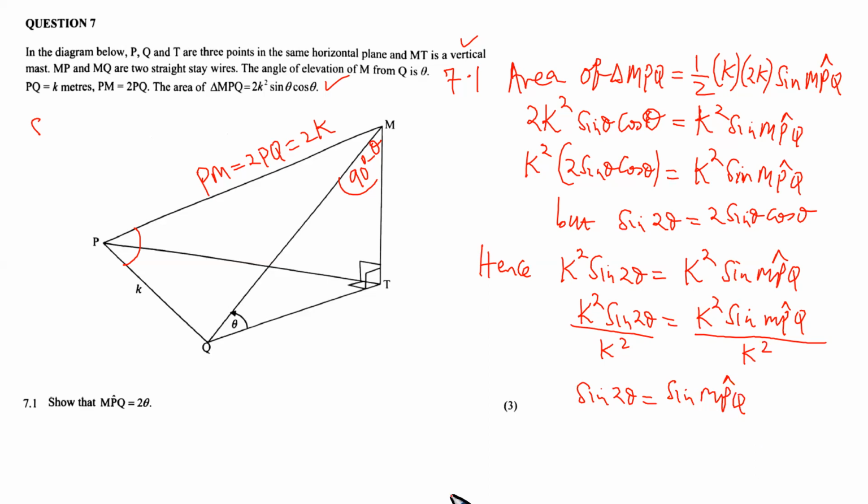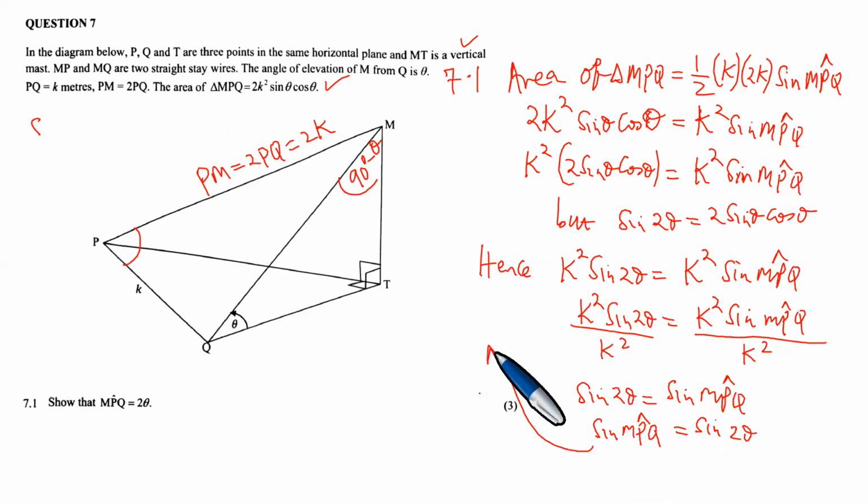So what is the answer to this now? Okay, so we have the answer already. So in the end, what do we achieve? Right, so it means we can solve this one here because we want to solve for MPQ. So we can write the sine of angle MPQ is equal to the sine of 2 theta.